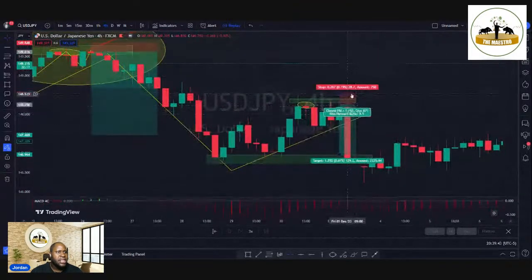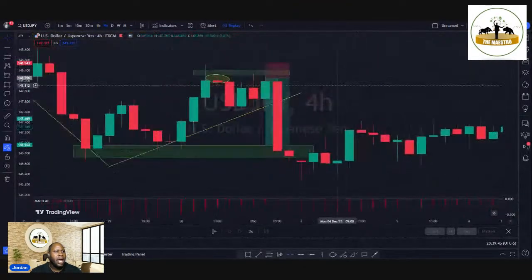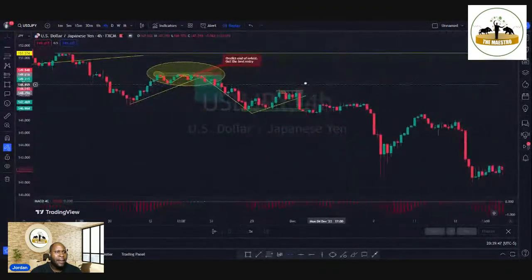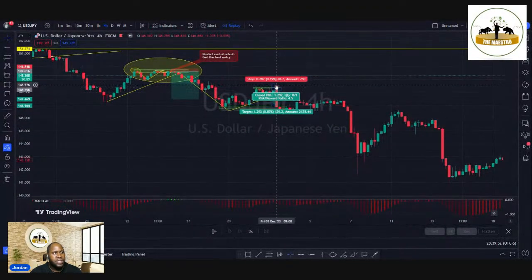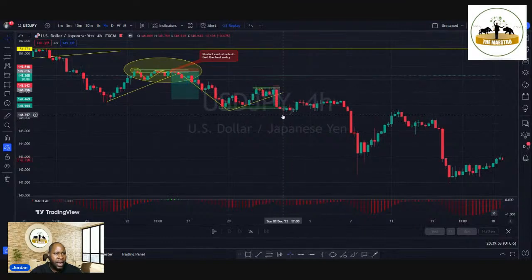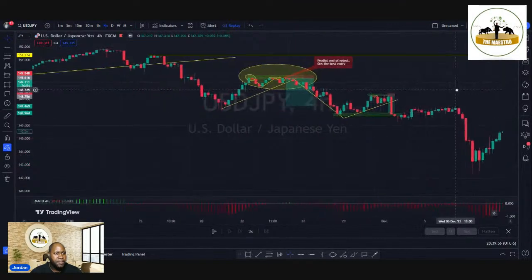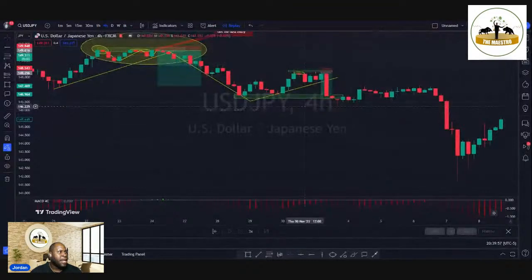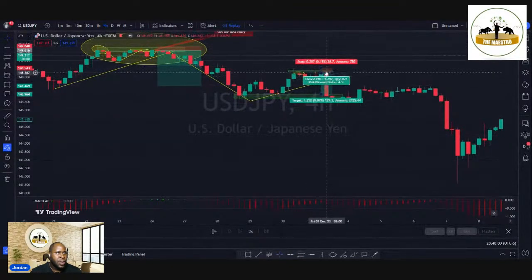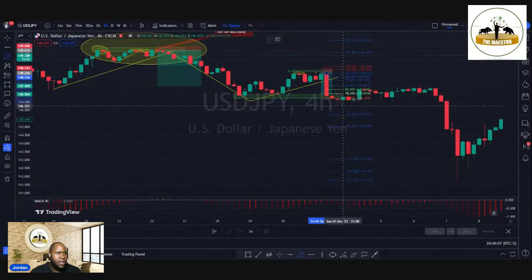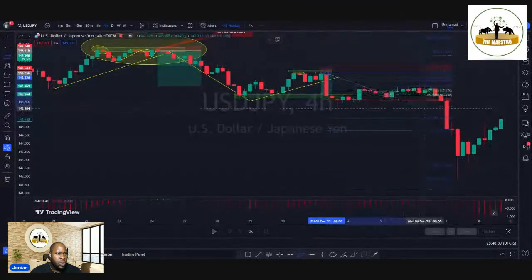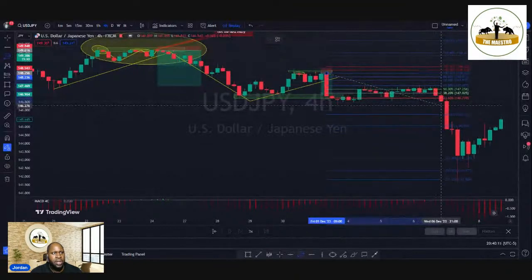Okay, so we said this ended here. So again, I'm going to plot my Fibonacci from swing high to swing low. The high of this impulsive move was here. The low of it was right over here, okay? So now let me plot my Fibonacci one more time, swing high to swing low, and then just extend it across. Keep that swing low though, but extend it across.